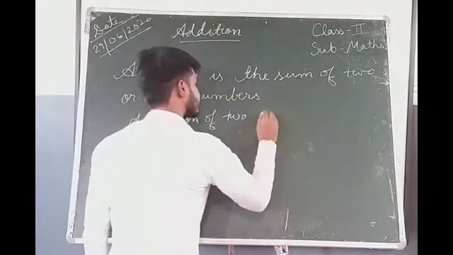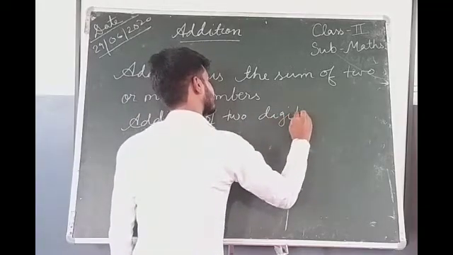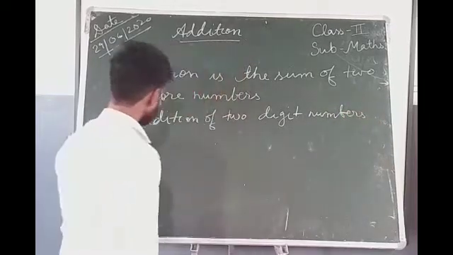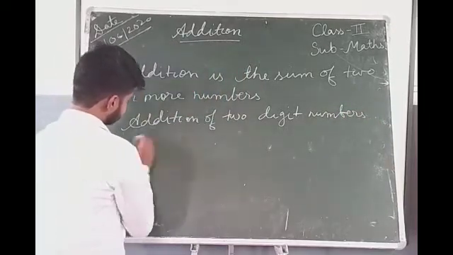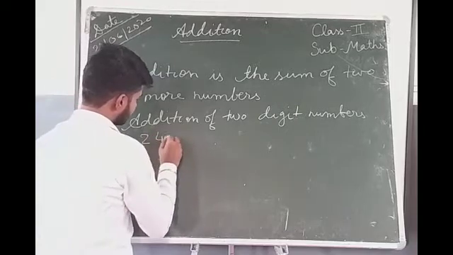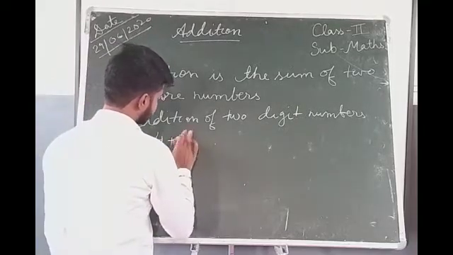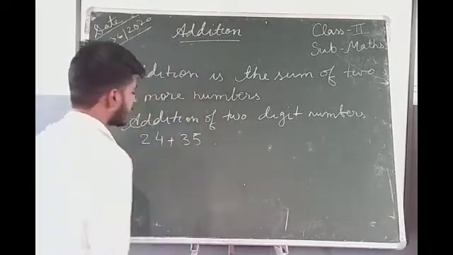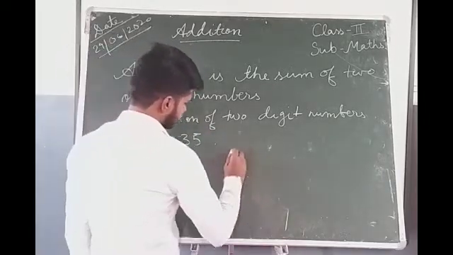two-digit numbers. Suppose that it is given 24 plus 35, and we have to add it. So at first we will arrange it.